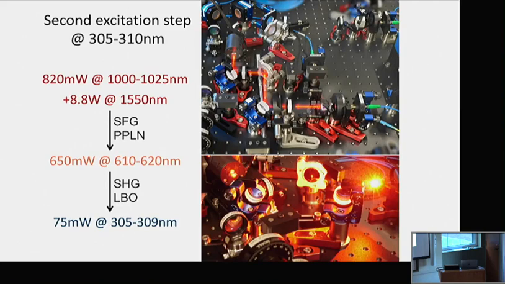Okay, so the second excitation step was this tunable laser, 305 to 309 nanometers. And we actually modified the standard beryllium laser system for some frequency generation of a telecom, or something that's almost a telecom laser, to reach something like 610 to 620 and then doubling that to here. So in the end we get, well, 75 milliwatts is probably quite conservative, so we can get up to 100 milliwatts. And it's really nicely stable, so that's nice.